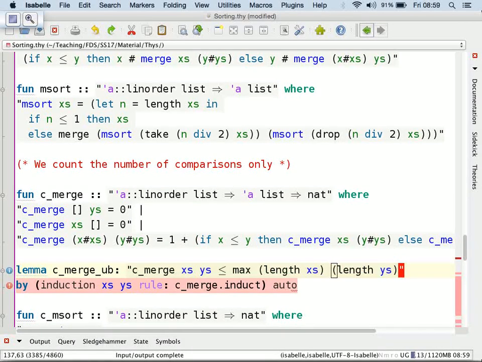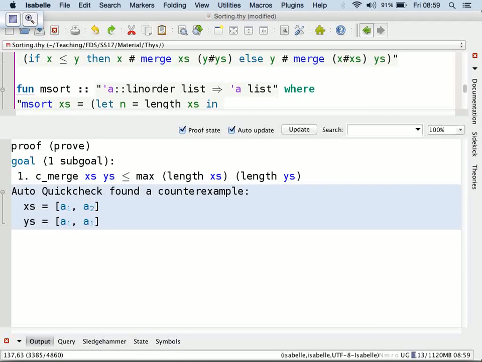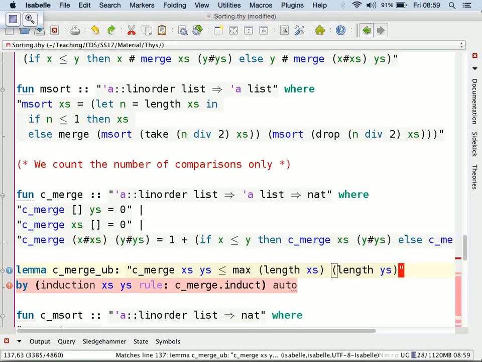And we get a little note here, a blue note. So what does it say? Quick check found a counterexample. So who can do better? Yeah. You can just add the two lengths. You have to add the two lengths because in the worst case, in each step you just drop one element from these two lists. Yeah.